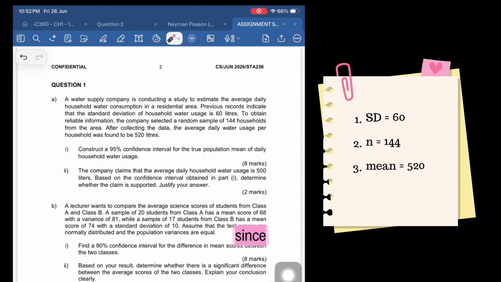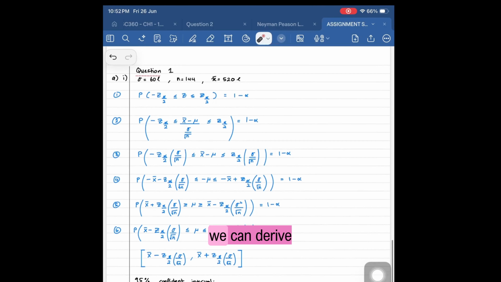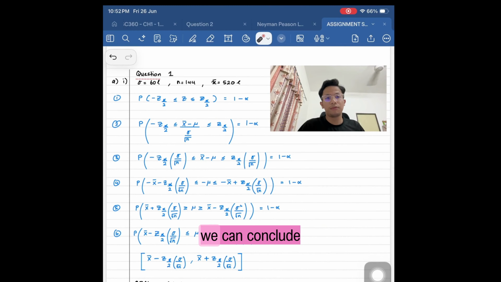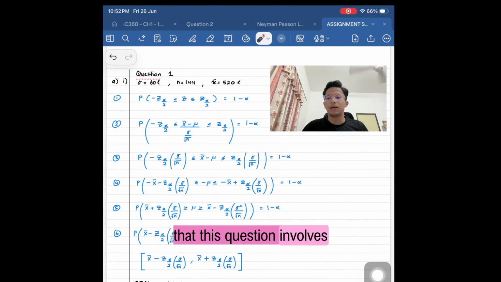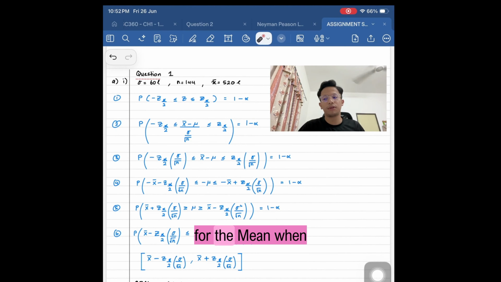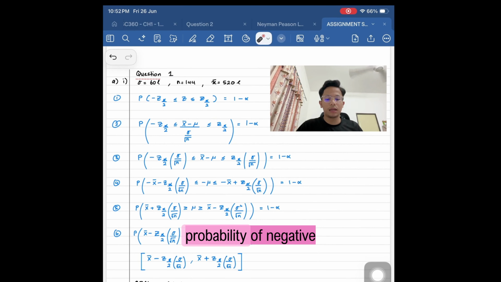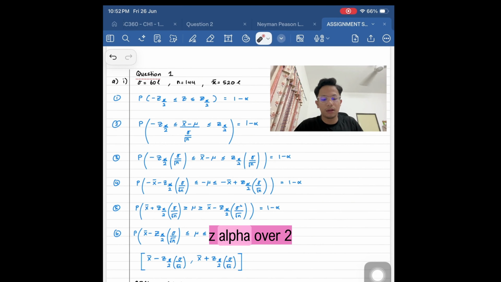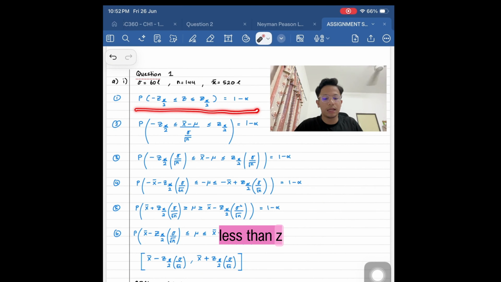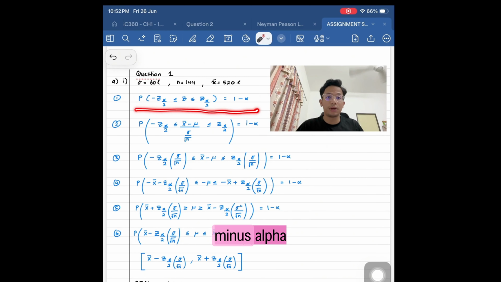We know the standard deviation, so we can derive the variance. Therefore, we can conclude that this question involves the interval estimation for the mean when the population variance is known. Therefore, we need to remember that the probability of negative z alpha over 2 less than z less than z alpha over 2 is equal to 1 minus alpha.